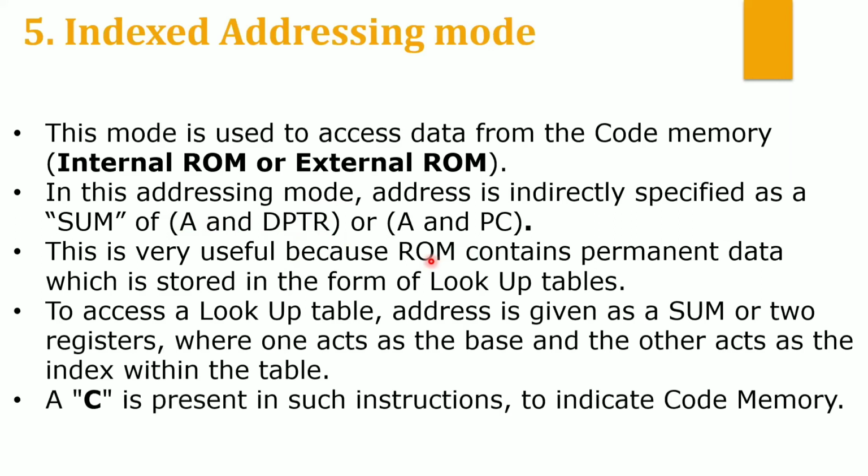Now, just like in indirect addressing mode where I am using X, here we are using C. What does the C represent? Code memory. So ROM is also known as program memory or code memory. Why? Because we are storing the programs, the code, inside that memory, right? That's why we are calling it code or program memory.